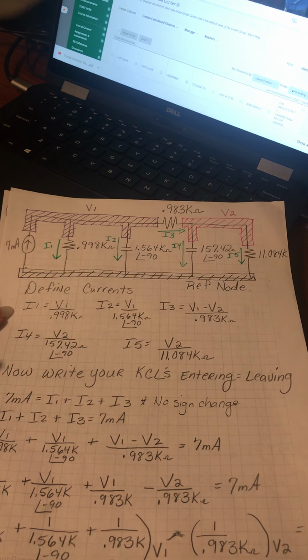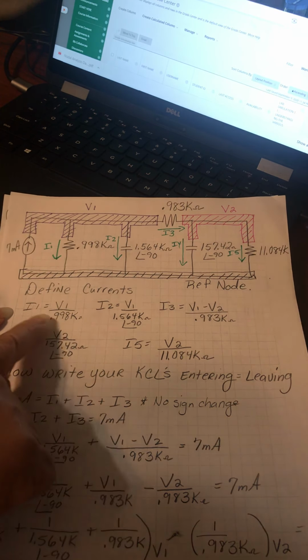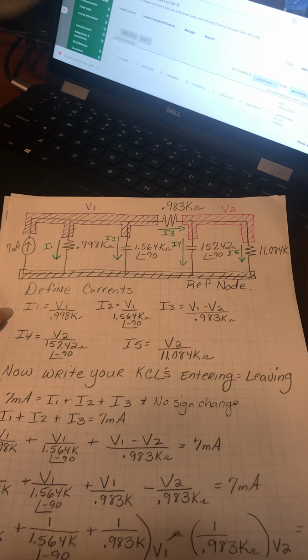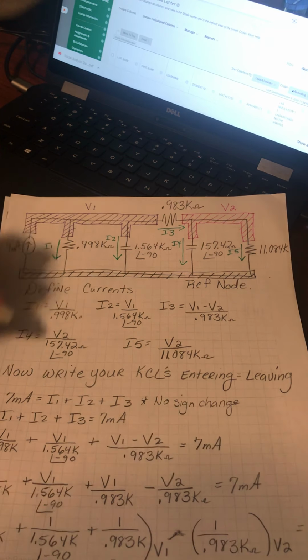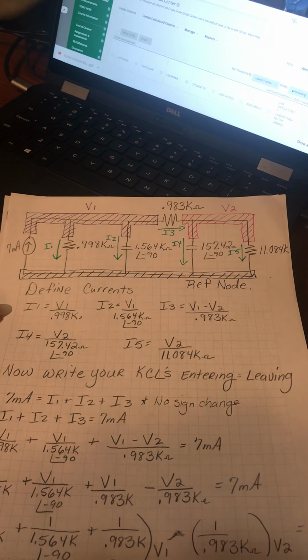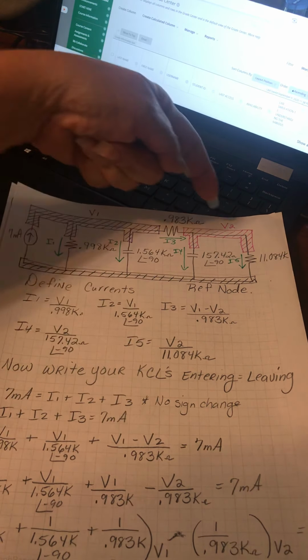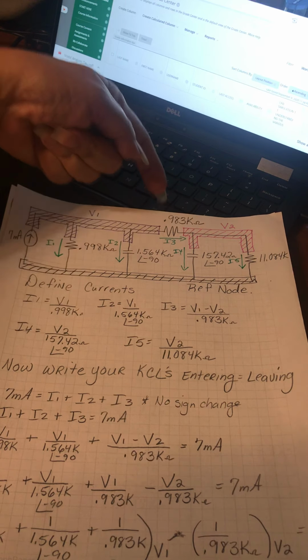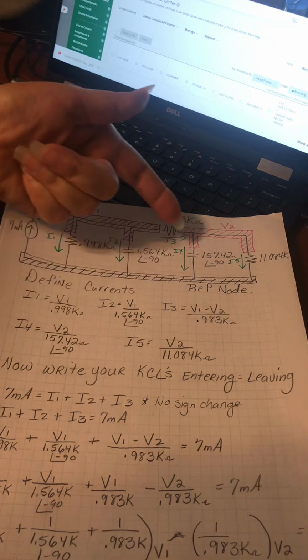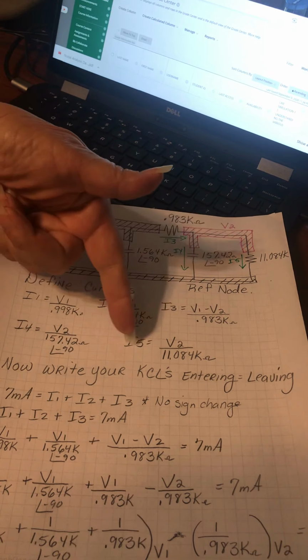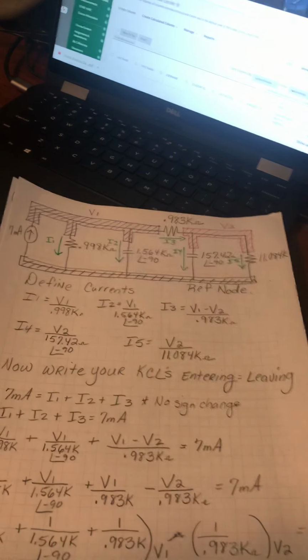Next, I defined my currents, right? I1 is V1 over 0.998K. I2 is V1 over 1.564K at an angle of -90. I3 is V1 minus V2 over this. I4 is V2 over this, and I5 is V2 over this.